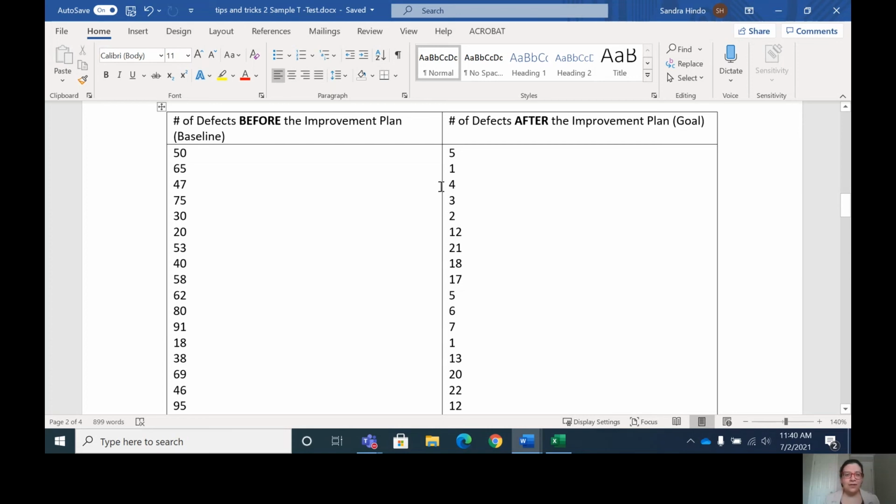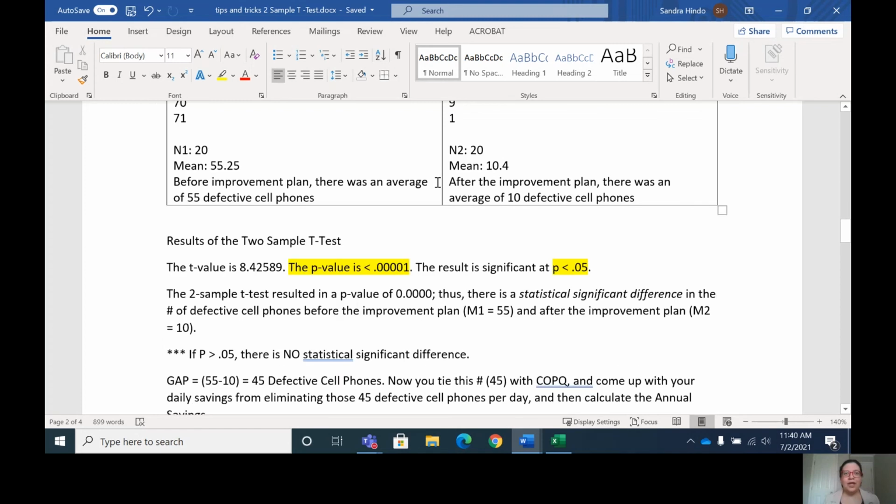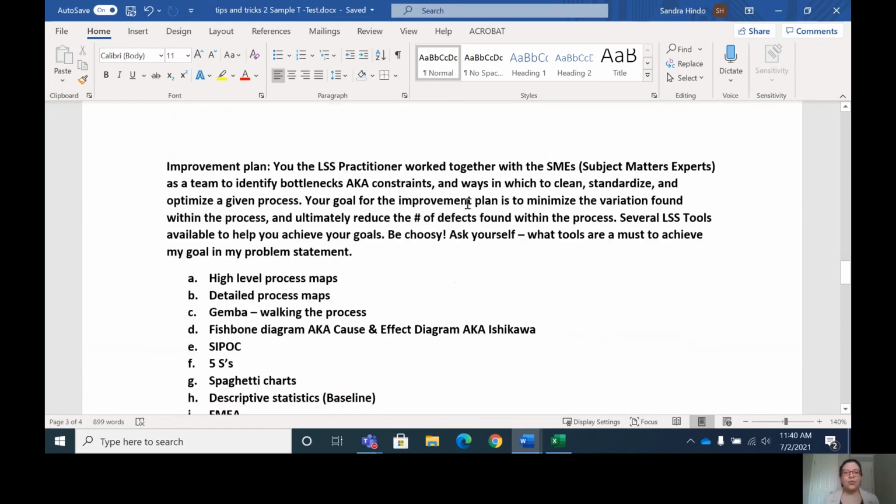And what's smack dab in the middle? What's smack dab in the middle is your improvement plan. You, the Lean Six Sigma practitioner, work together with the SMEs, aka subject matter experts, as a team to identify bottlenecks, aka constraints, and ways in which to clean, standardize, and optimize a given process. Your goal for the improvement plan is to minimize the variation found within the process and ultimately reduce the number of defects found within the process.